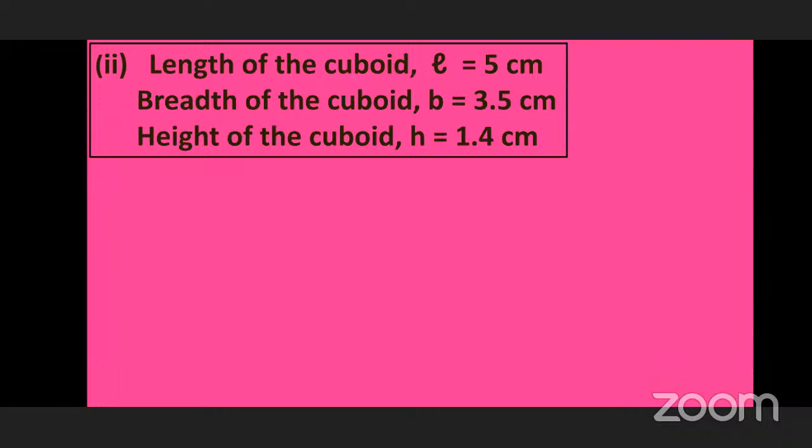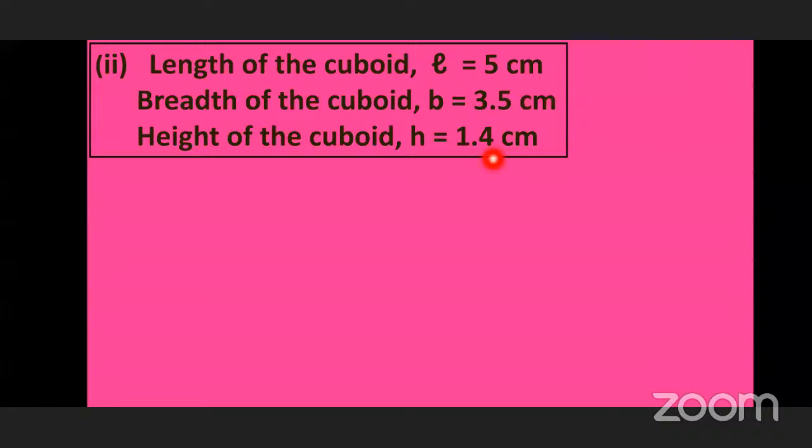See, these numbers are in decimal point. So when decimal points are there, we have to be a little bit careful while performing addition and multiplication. Okay. So again, the length is given 5 centimeter, breadth is given 3.5 centimeter, height is given 1.4 centimeter.